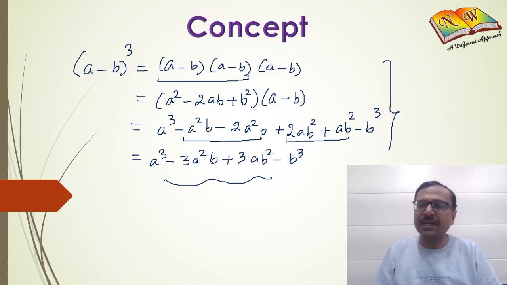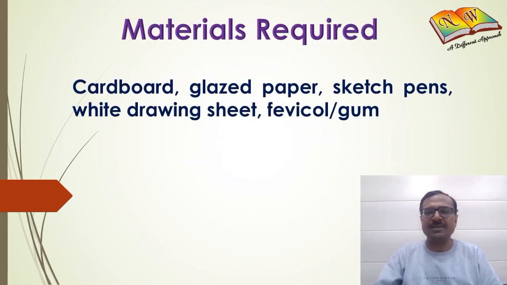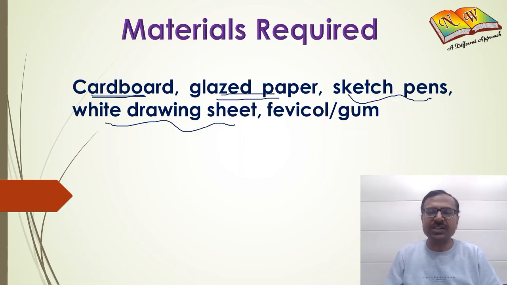The same identity can be derived through an activity. Let's see what is the material required for this activity. We require a cardboard sheet, glazed paper sheets, sketch pens, white drawing sheet, and for sticking purpose, either Fevicol or gum. Let's see how this activity is performed.